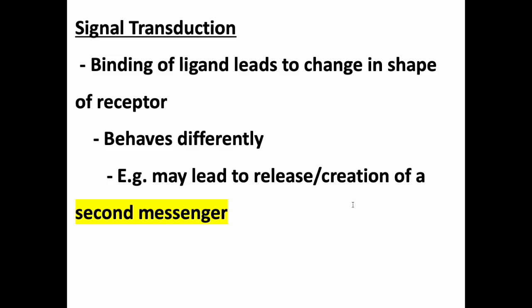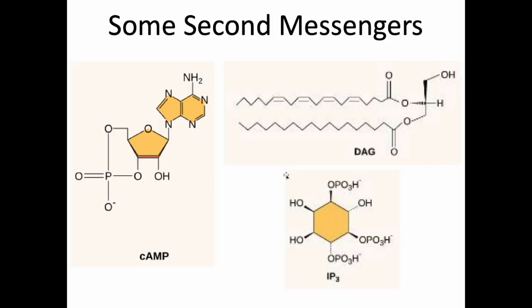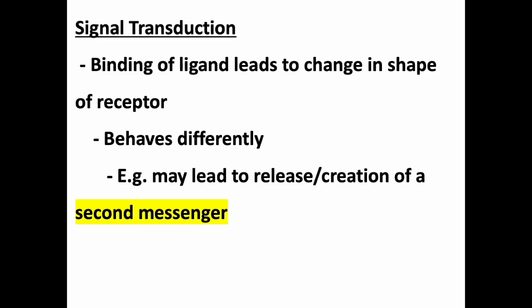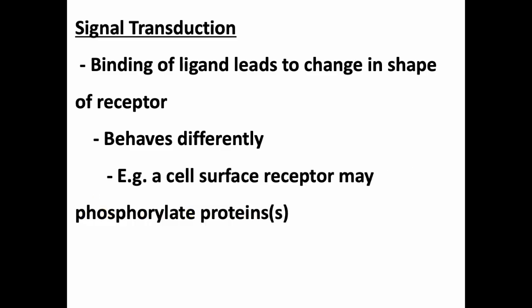So this may lead to the release or creation of a second messenger, which is defined in the key terms. Second messenger is a small non-protein molecule. Again, don't memorize their structures or even their names, but these are small non-protein molecules. A second messenger is a small non-protein molecule that propagates a signal within the cell after activation of a receptor causes its release. So just something that continues sending this message, a second messenger. But that's not the only thing that can happen.